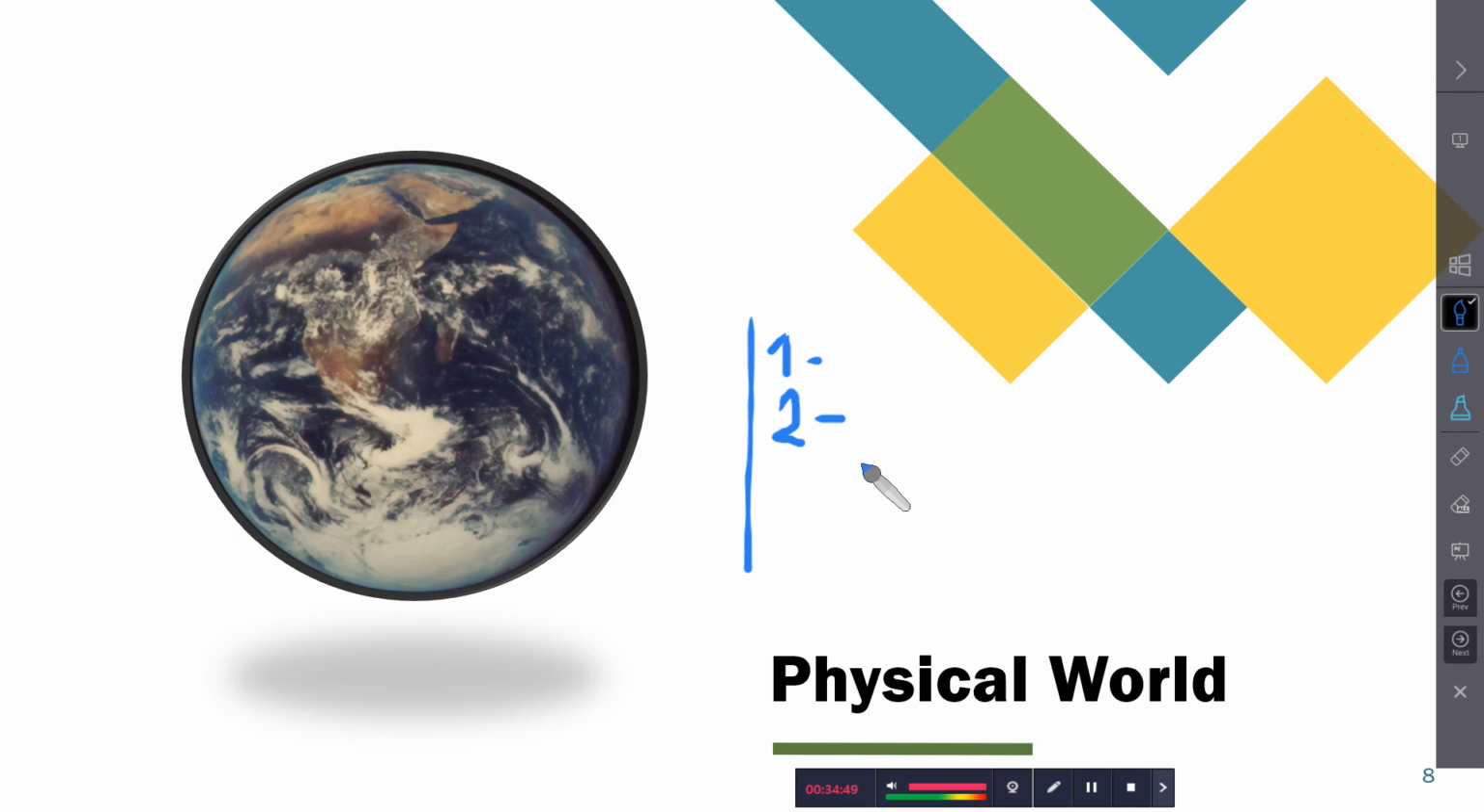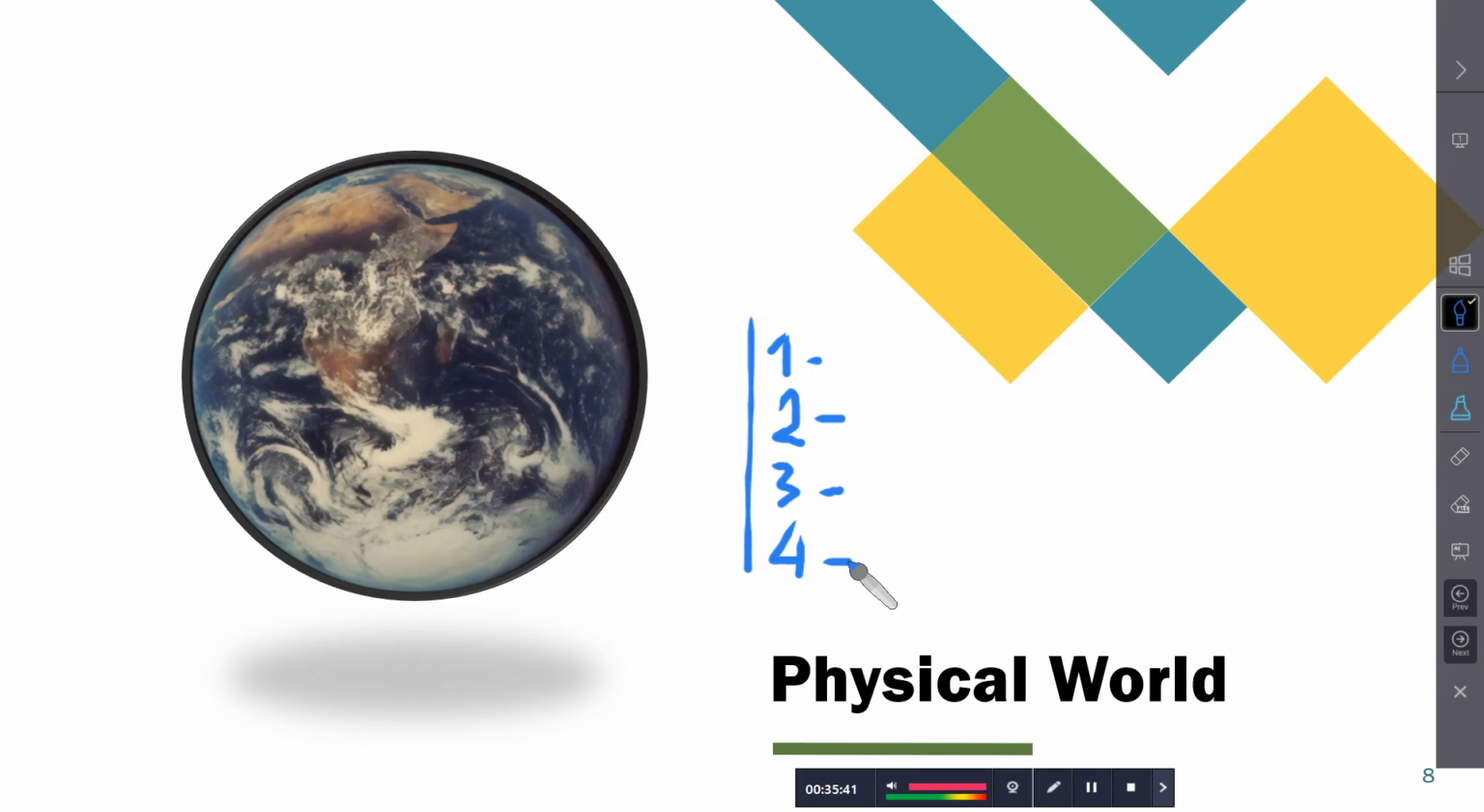We have something continuous: time and space. Number three is complexity. Even a simple system can have complex behavior due to numerous interacting factors. Remember, maybe in the exam I will ask you to explain the physical world characteristics. And number four is limitations. We are bound by physical laws like gravity and the speed of light. This is the limitation. Okay, these are the characteristics of the physical world.